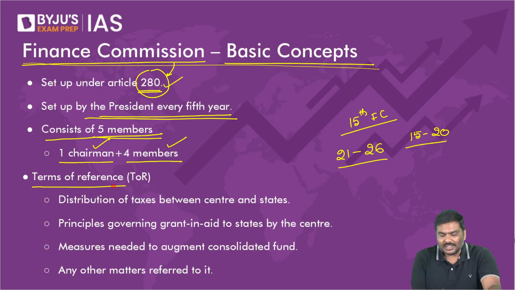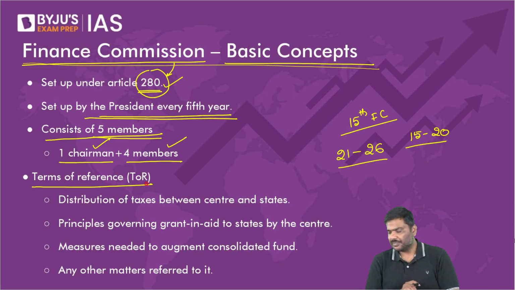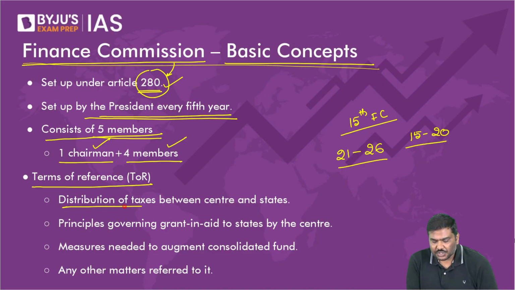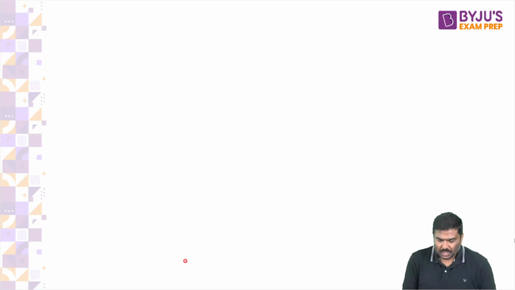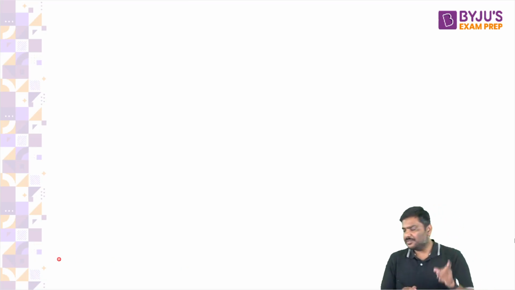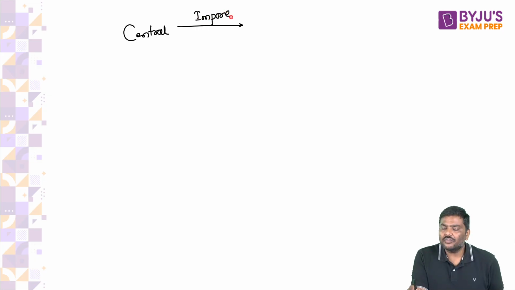What are the terms of reference? What are the functions of the Finance Commission? The first one is distribution of taxes between the center and the states. Let me explain this. Now, what do you mean by distribution of taxes between center and states? Please understand this. Central government will impose and collect a lot of taxes.